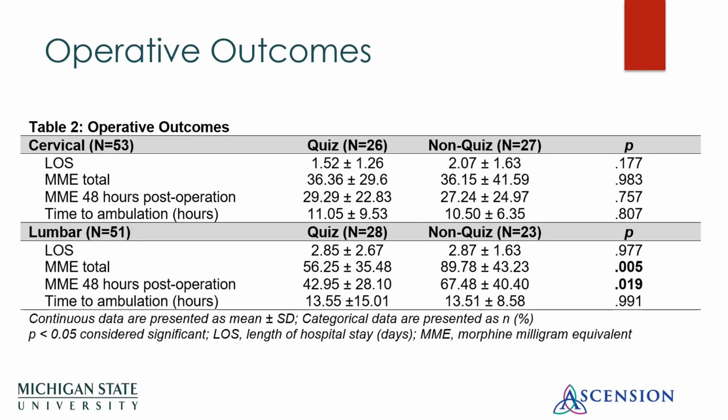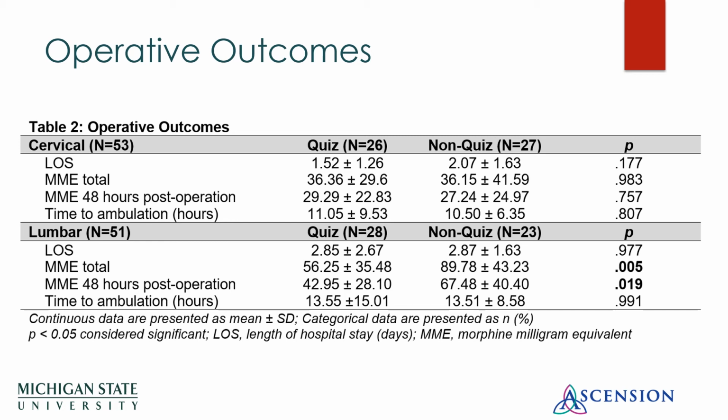Table 2 demonstrates the operative outcomes. Under the cervical fusion group, we can see that the length of stay was shorter for those who took the quiz at 1.5 days versus those who did not take the quiz at 2 days. However, this is not statistically significant with a p-value of 0.177. When looking at the morphine milliequivalents total and morphine milliequivalents 48 hours post-operation use, as well as the time to ambulation, there was no significant difference between the two groups.